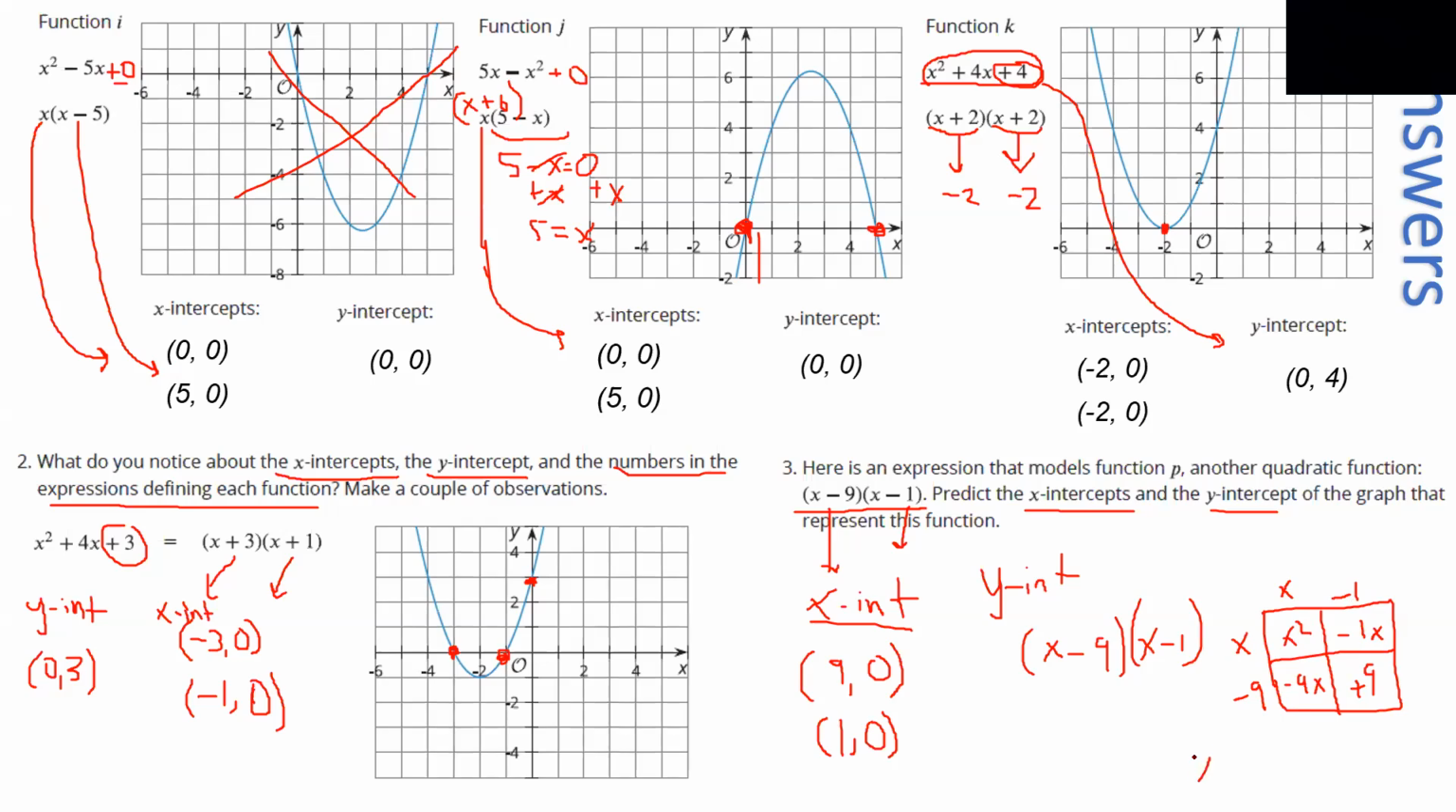If I were to combine like terms, I would be left with x squared. The -1x and the -9x combine, and that becomes -10x. And we're left with the +9 at the end. And that +9 will be your y-intercept. And we will write that as 0, 9 for your y-intercept. Okay, so hopefully you guys understood that.